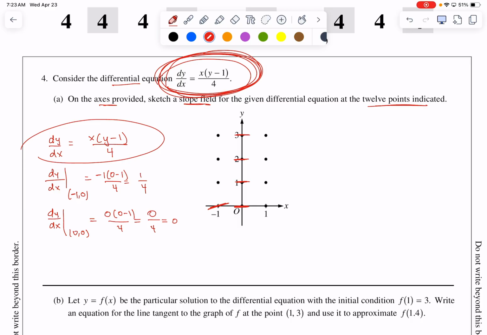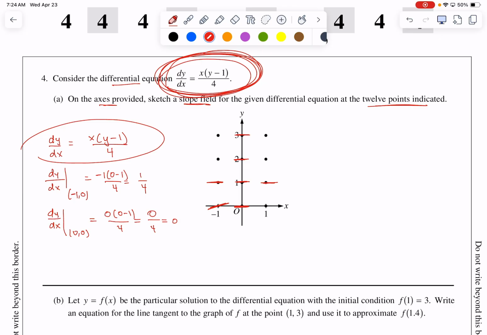So what you can do is think about what's going to give you slopes of 0 on the top. There's one more place where you're going to get a slope of 0. Can anybody think of where it would occur? If y is 1, 1 minus 1 is going to give you 0, and then 0 times anything is what? 0. So you could go straight across where y is equal to 1 and have slopes of 0 again. That takes care of 6 of the points.